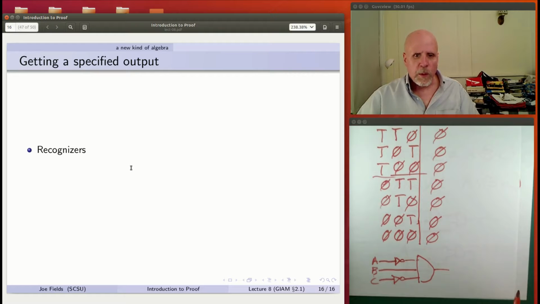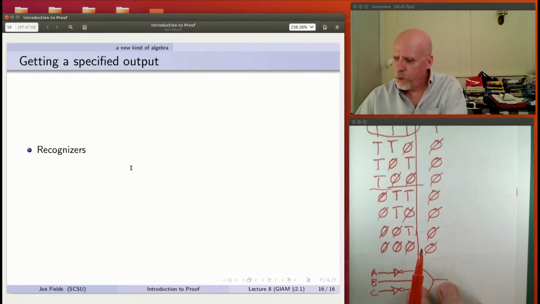In what row of the table does that turn on? Because of the nots, it happens when A is not on, when A is false, when B is on, and when C is not on. That is false, true, false. Where is false, true, false?